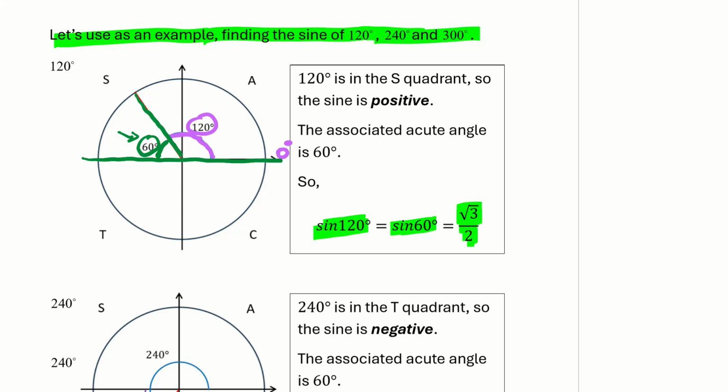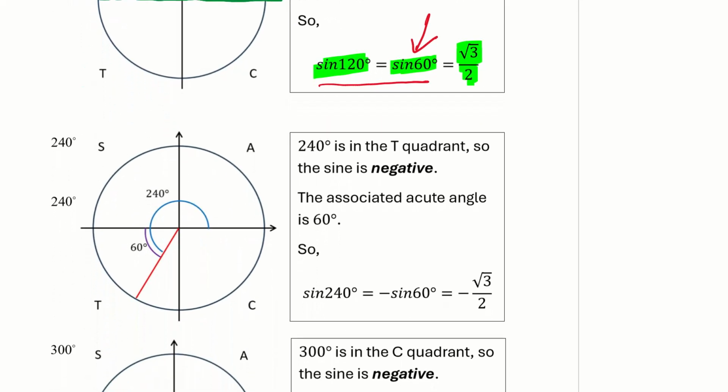That's what I mean by if you know the ones between 0 and 90, you can work the other ones out. The reason that sine 120 is just equal to sine 60 is because we're in the S quadrant, so we know the sign is positive.